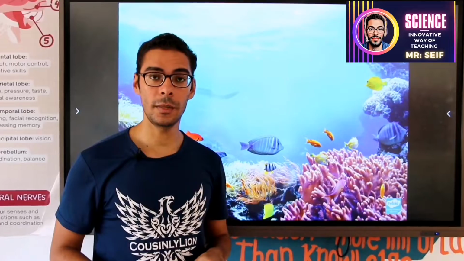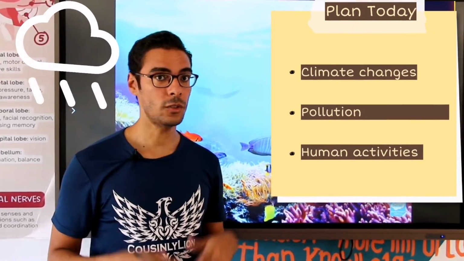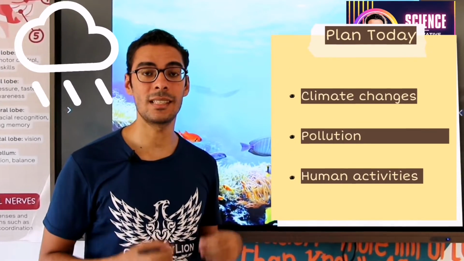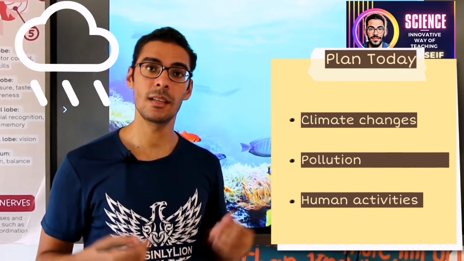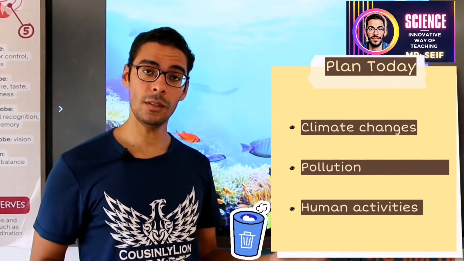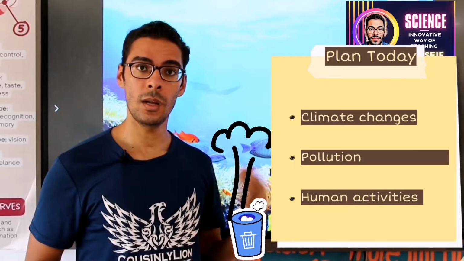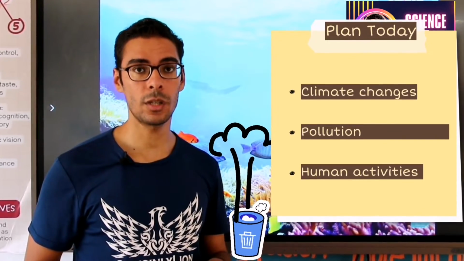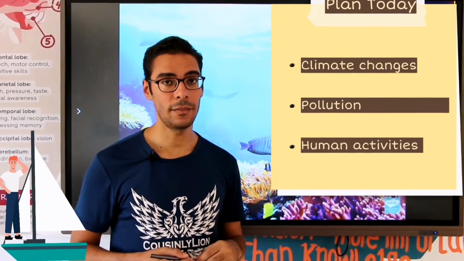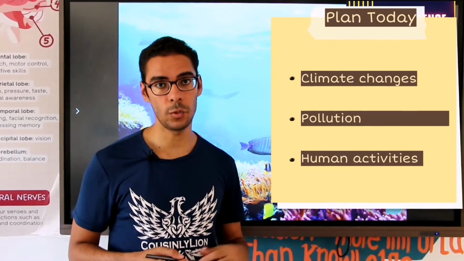The first one is going to be climate change. What is climate change and what is its effect on the food web? The second one is pollution. What is the effect of pollution on the food web? Finally, human activities. And what is the effect of human activities on the food web?